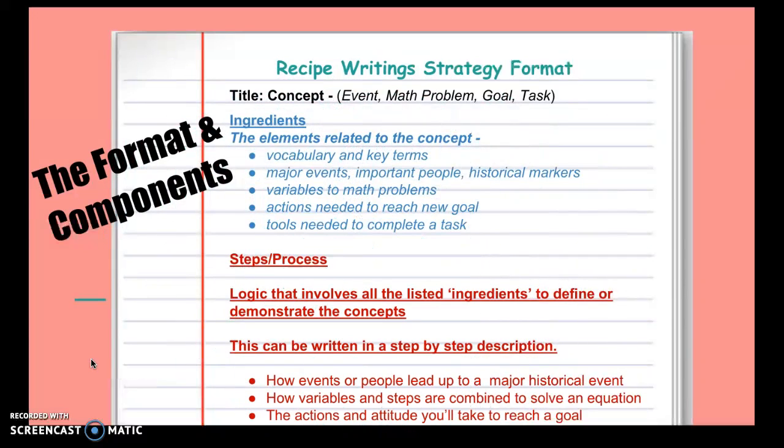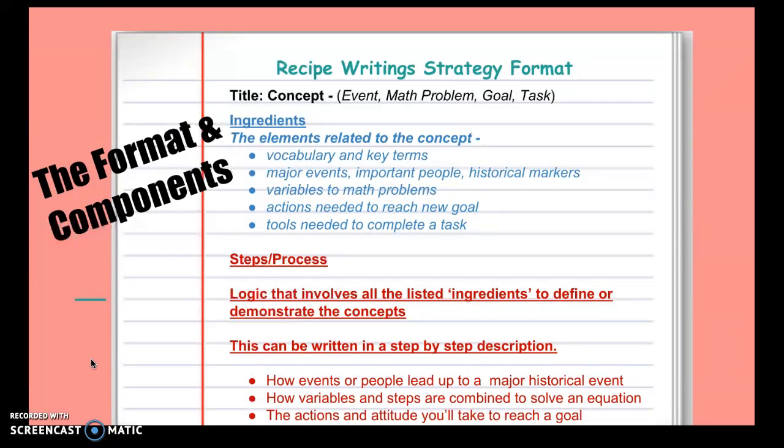Okay, so there's a format, that map that I was referring to, and you want to begin with the concept, which can be a historical event, a math problem, or an event from a literature source like a book. So this can be used, of course, in English, math, and science class. And then you think about the goal and the task that you want to achieve, and that can compose your concept. Then you move on to the ingredients, which are the elements related to the concept.